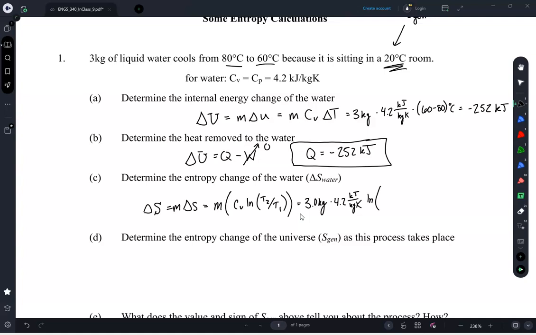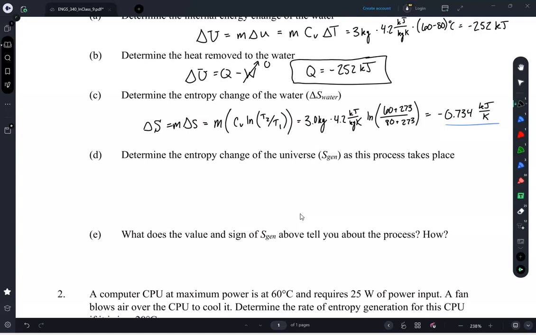So we have 80 and 60 as our two temperatures, but translate that into Kelvin. We have 60 plus 273, that's our final temperature, divided by our initial temperature, 80 plus 273. And that equals negative 0.734 kilojoules per Kelvin. So that right there is our change in entropy of the water. So the water experiences a decrease in entropy. That makes sense, it's cooling down.